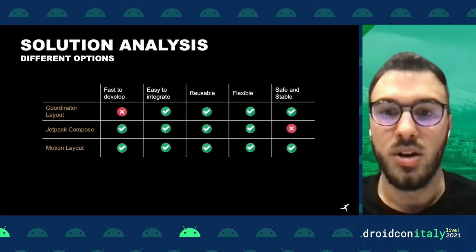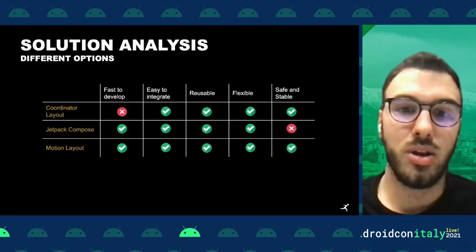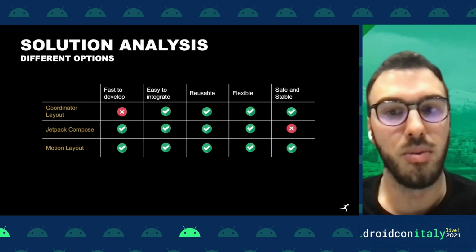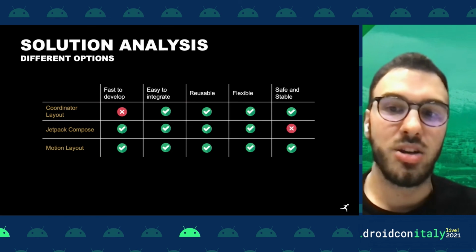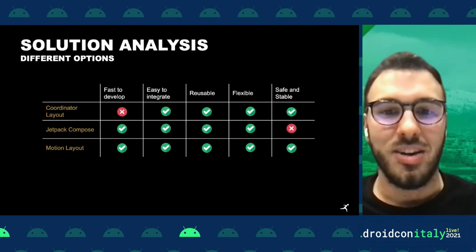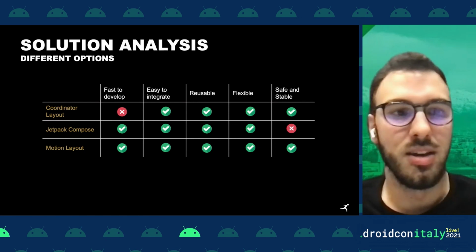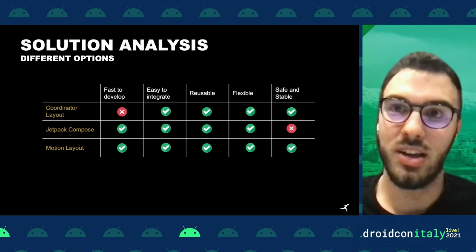Then Jetpack Compose. It's fast to develop, easy to integrate, reusable, flexible, but when we created the HALFMOON component, it was still in beta version. Now we will study whether Jetpack Compose simplifies our life and our developments, but in the past we could not use it.